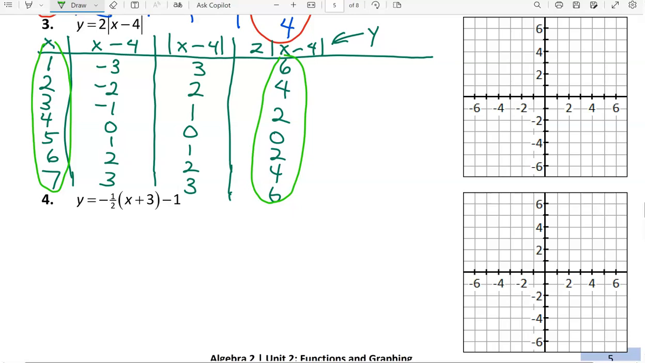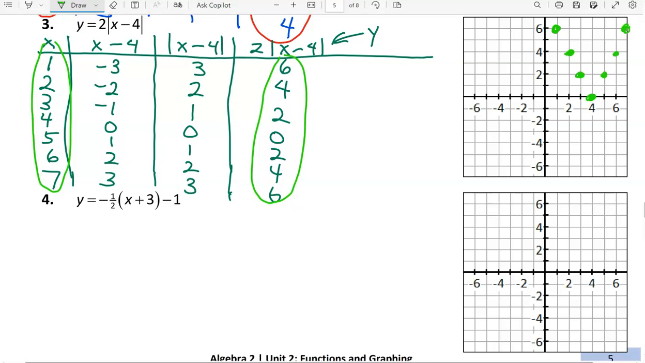for each ordered pair. So we have the point 1 comma 6, 2 comma 4, 3 comma 2, 4 comma 0, and lest you think this is a straight line, next point is 5 comma 2, next is 6 comma 4, and then finally 7 comma 6.